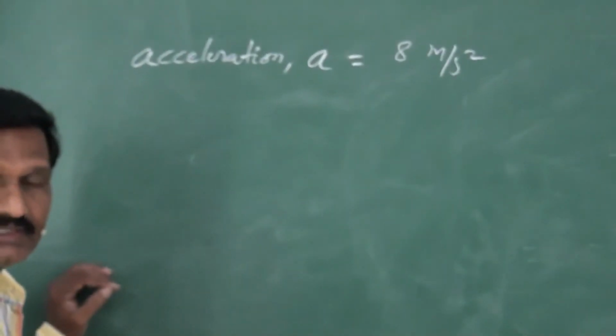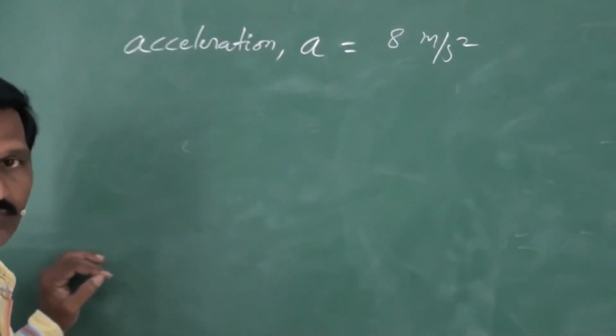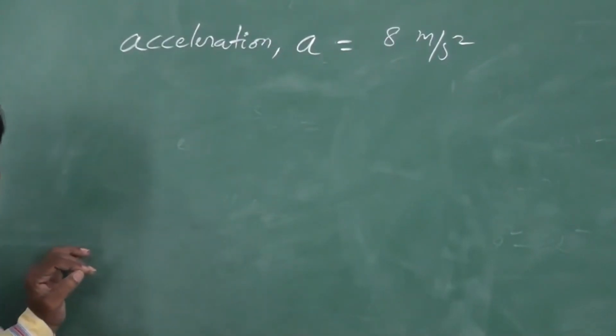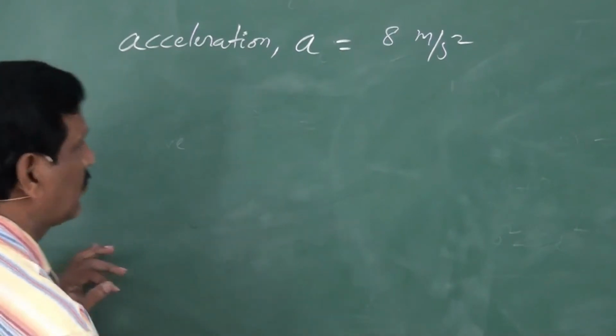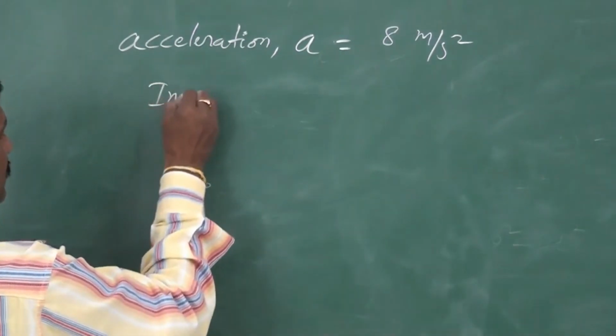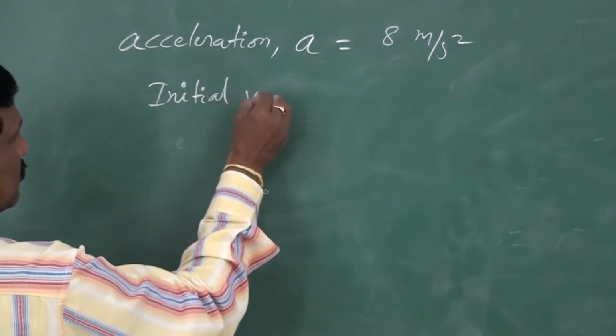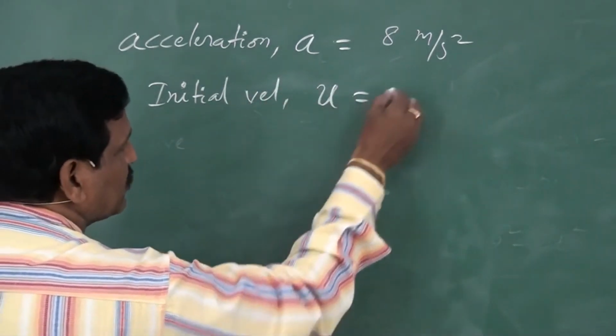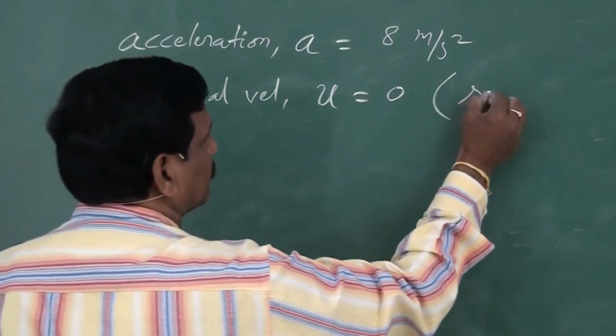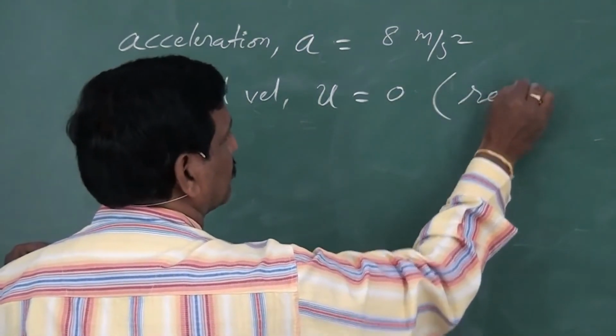Starts from rest means initial velocity is 0. When there is no velocity, the body will be at rest. So, initially the body is at rest. Hence, initial velocity, generally written as u, is 0 here because the body is at rest.